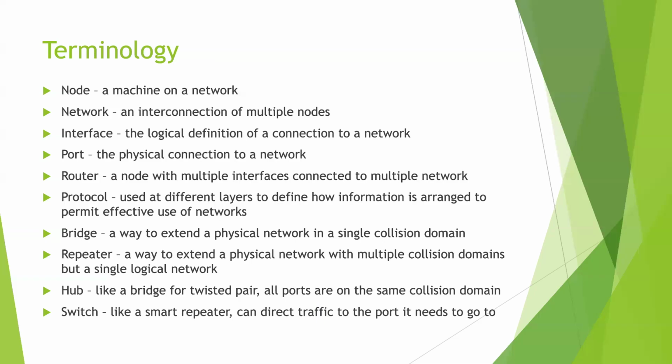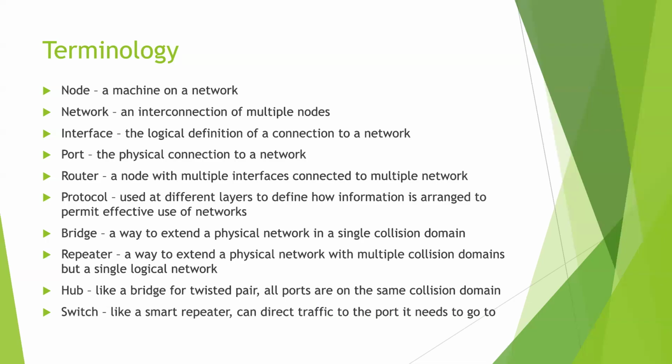A router is a node that has multiple interfaces. It's on multiple networks, and it can decide which way traffic should go. So it'll receive traffic from one interface, look at that traffic, and decide if it's going to send it out another interface or other interfaces.